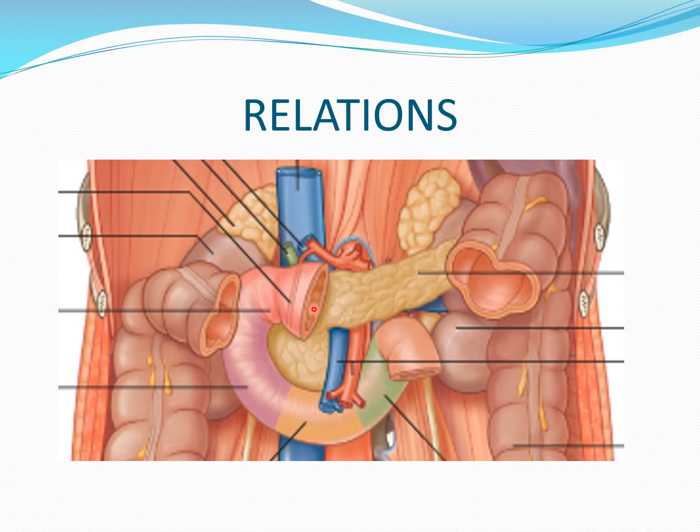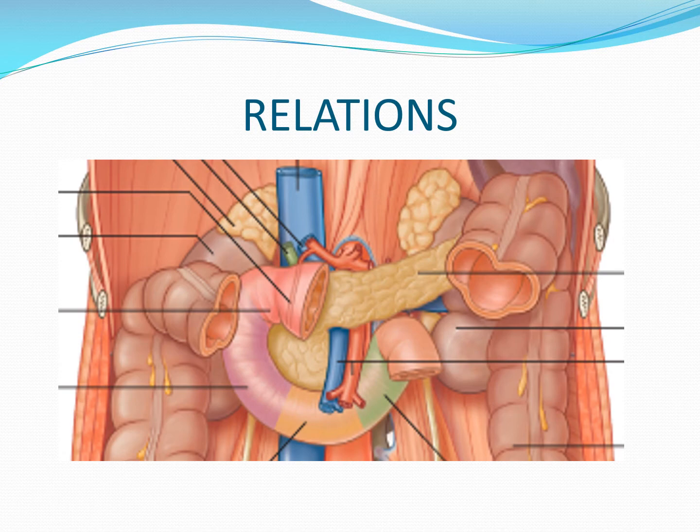And the posterior surface is related to the termination of the superior mesenteric vein and the beginning of the portal vein. So this one is the superior mesenteric vein and the splenic vein joined to form the portal vein. So the posterior surface is related to the terminal part of the superior mesenteric vein and beginning of the portal vein.